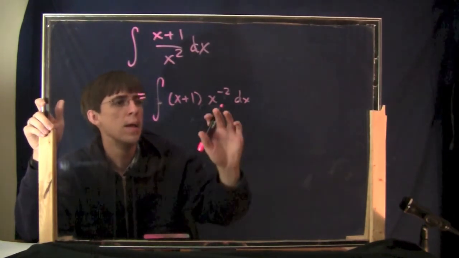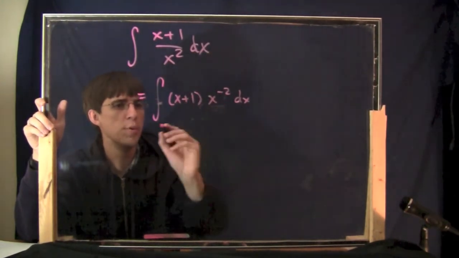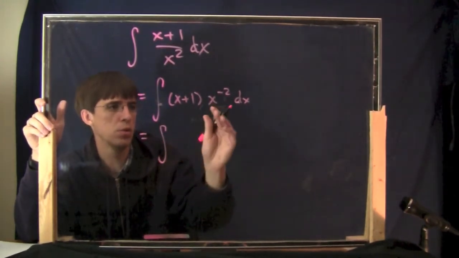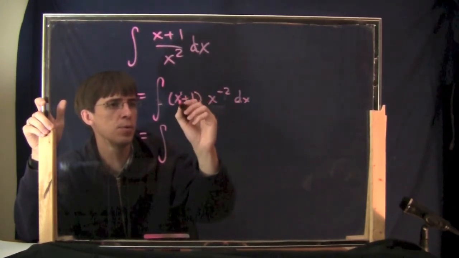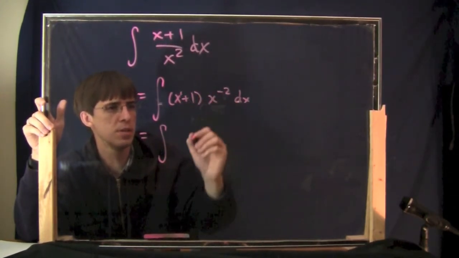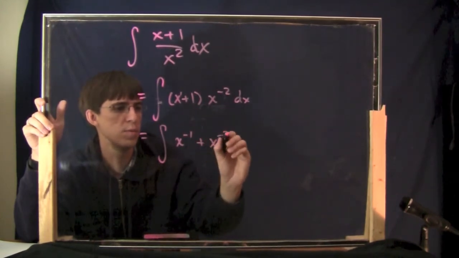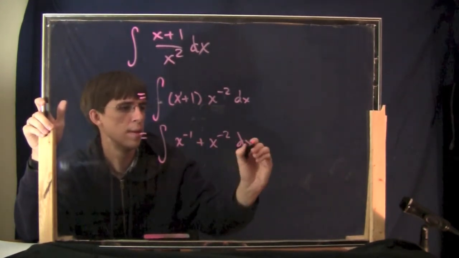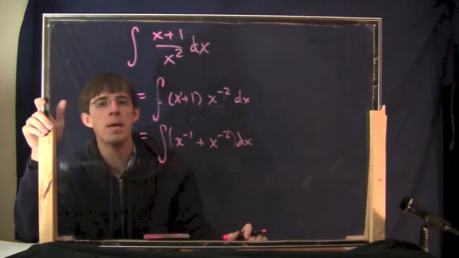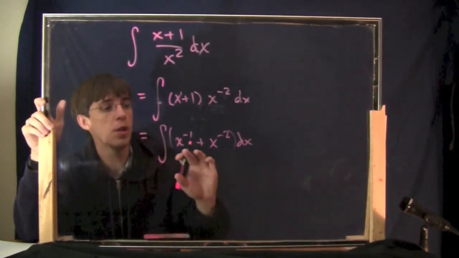All right. Why did I do that? Now I'm going to distribute here. When you distribute, you're going to add exponents. This is x to the 1 times x to the minus 2, which becomes x to the minus 1. And then plus x to the minus 2. You distribute there the x. All right. And now it looks more like a polynomial.